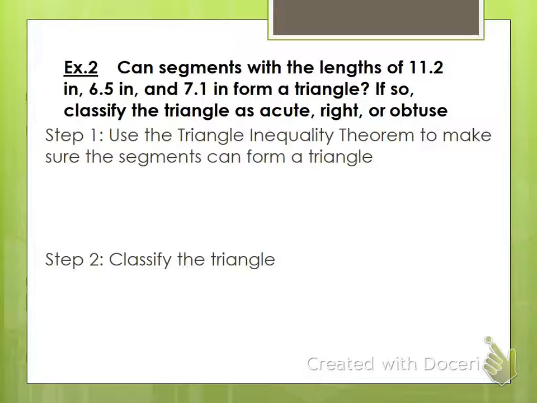Can segments with the lengths 11.2 inches, 6.5 inches, and 7.1 inches form a triangle? If so, classify the triangle as acute, right, or obtuse. So, step 1, use the triangle inequality theorem to make sure the segments can form a triangle. Does anybody remember the triangle inequality theorem?